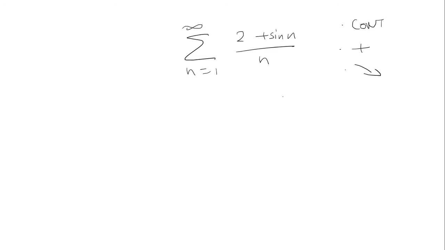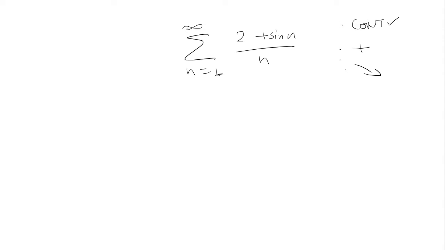Now, for continuity, the only issue is with the denominator being 0, which in this case would mean n would have to be 0, but we're starting from n equals 1 and going to infinity, so that is not an issue.